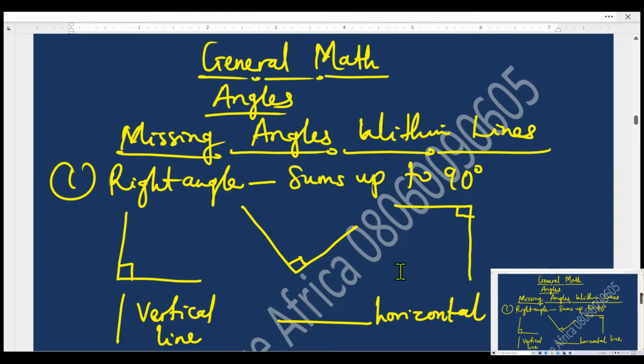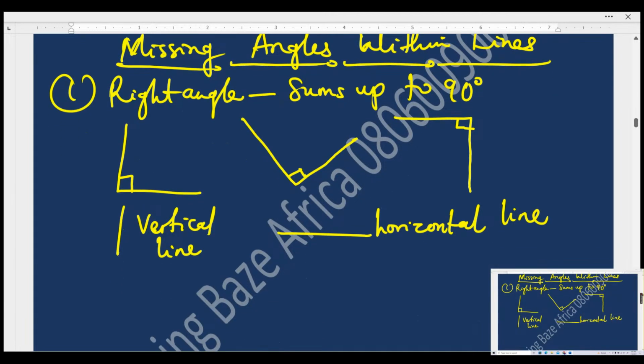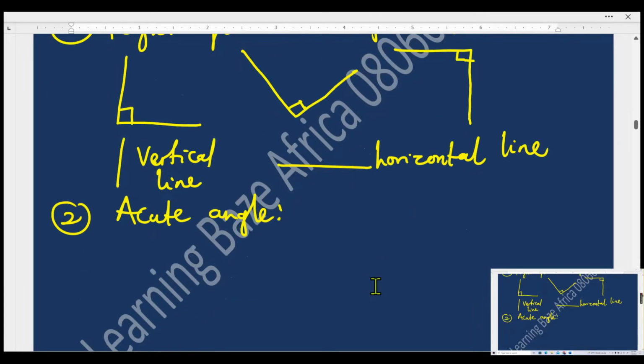So now this is angle 90 degrees. When a horizontal and a vertical line cross each other, they form an angle of 90 degrees. All right. Now let's move on to the next type of angle. The next type of angle is called an acute angle. An acute angle is an angle that is less than 90 degrees.